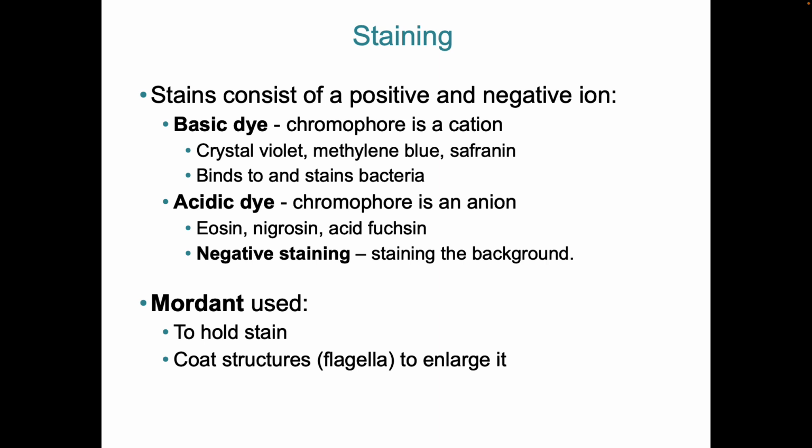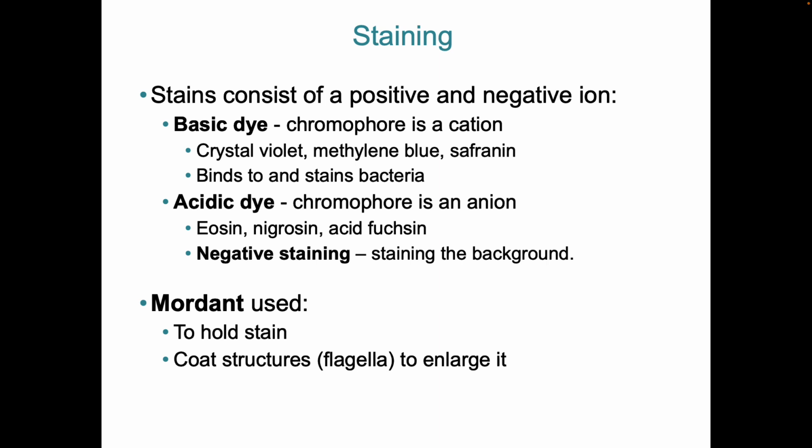The other type of dye that you might use in the lab, at least once, is an acidic dye. So in an acidic dye, the dye molecule, the chromophore, is an anion. It's negatively charged, a negatively charged ion. And again, you might kind of see where I'm going with this. If the bacterium is negatively charged and the ion is also negatively charged, in this case, the bacterium actually repels the dye. So you stain the background instead of staining the bacterium itself.